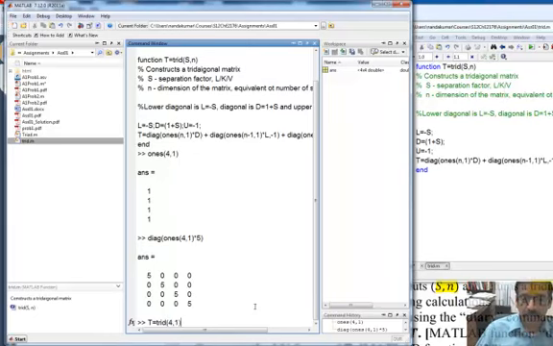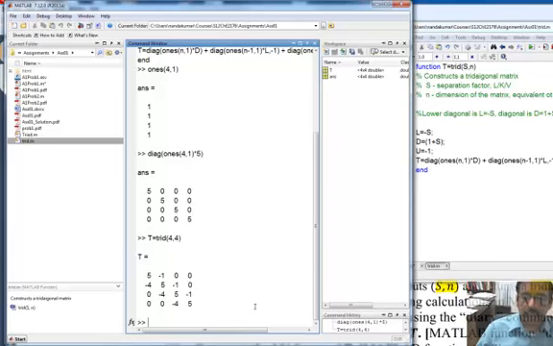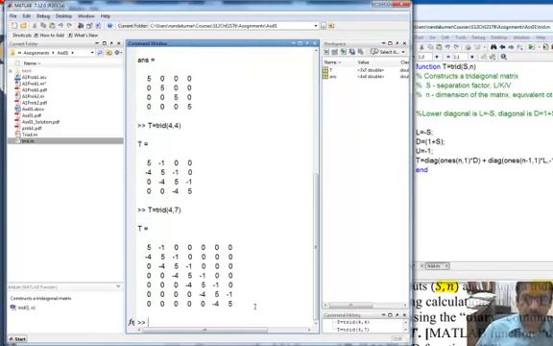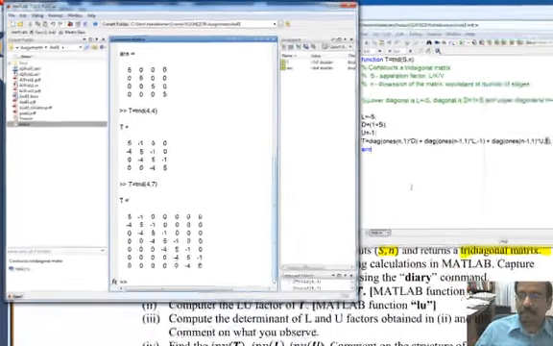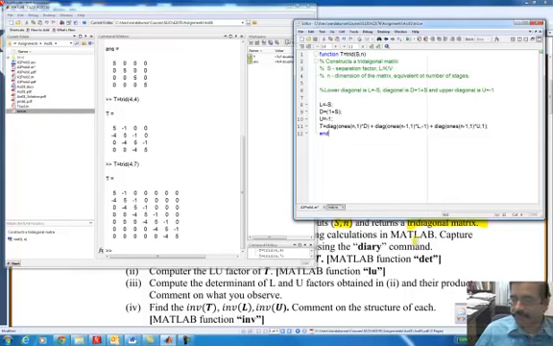So it says use S as 4 and construct a 4 by 4 matrix. Okay, so there it is. So I know now it works. I can easily verify this for any other dimension, and it always produces a tridiagonal matrix that corresponds to what I've been asked to do.